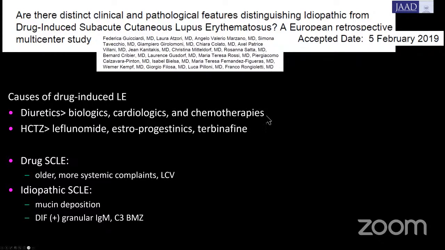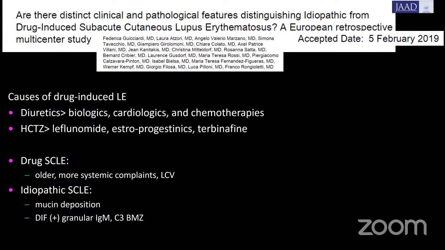Here, they looked at drug-induced subacute cutaneous lupus erythematosus and idiopathic lupus. And they listed a lot of different drugs, usually the diuretics and biologics. These are the groups of conditions. And as far as specific causes, hydrochlorothiazide was a big cause. The drug we use a lot, terbinafine, can also cause it. So remember that. They couldn't find that much in the way of differentiating these.